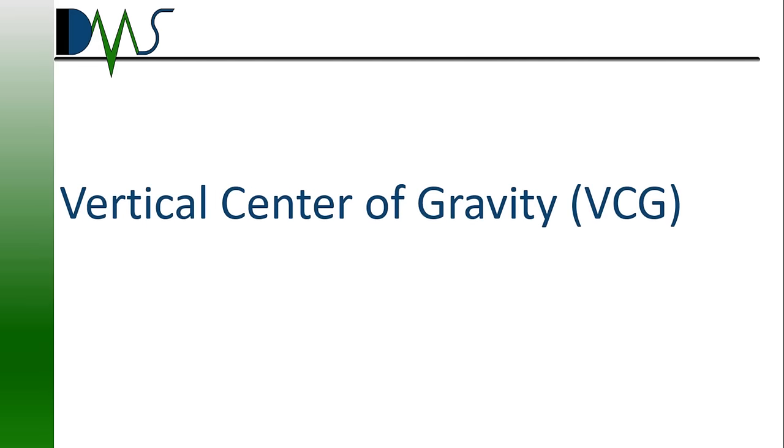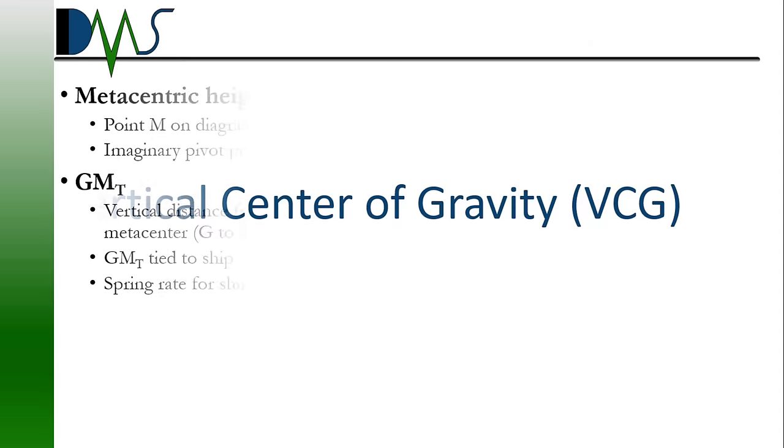Getting back to our stability calculations. We still need one last piece of information, the VCG, vertical center of gravity. This is also the most critical piece of information, and it won't come easily. It's going to take some extensive effort to get the VCG. This requires a two-step process. First, we calculate the GMT, and then second, we use that GMT to calculate the VCG.